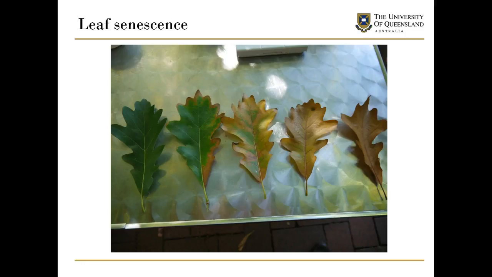You know, the one in the middle is supposed to be about half senesced. And the second one in is just starting, and the fourth one in is getting close to being fully senesced, but it's not quite as dried. So you can see you could give that a rating of 1 to 5, and you could use that in your study.